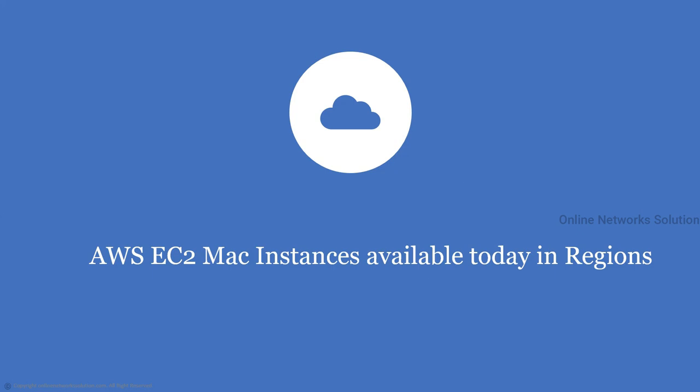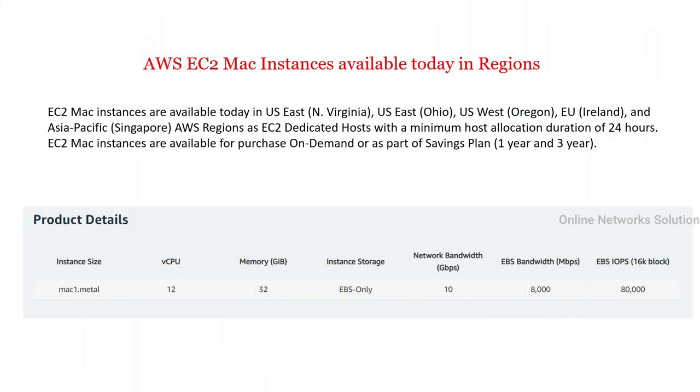AWS EC2 Mac instance available today in which regions? EC2 Mac instances are available today in US East, which is known as Virginia, US East Ohio, US West Oregon, EU Ireland, and Asia Pacific Singapore. AWS region as EC2 dedicated host with a minimum host allocation duration of 24 hours.